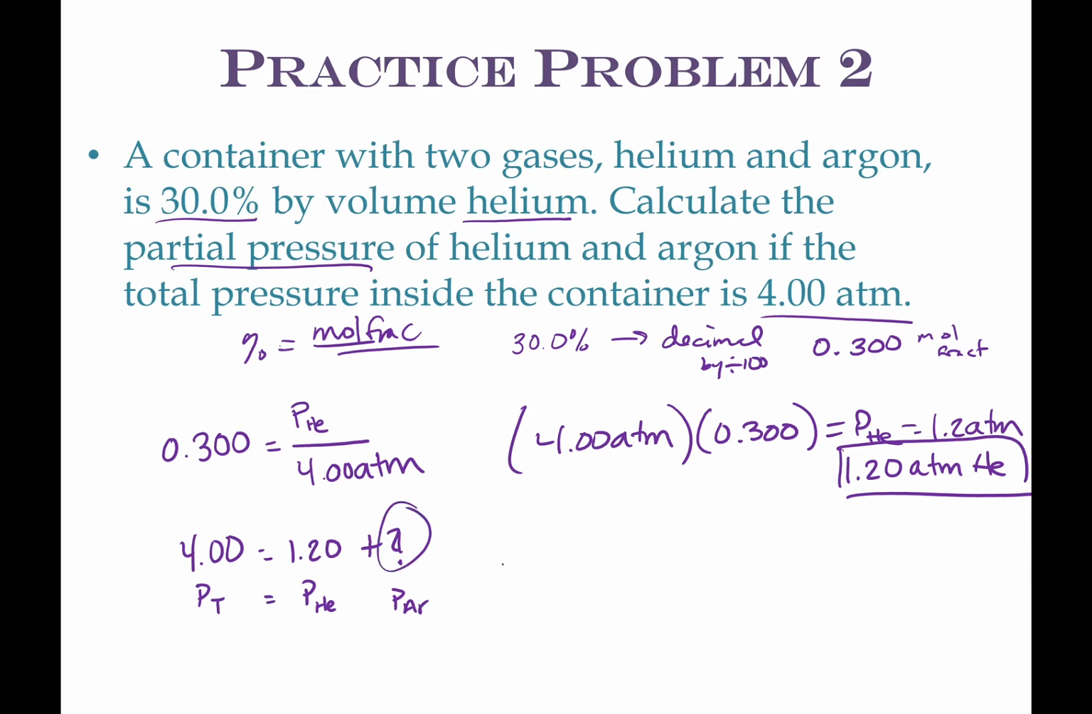And we know that we have to add the partial pressure of argon. So we could just solve for that, or we could also say that if it's 30% helium, it must be 70% argon because there's only 2 gases in the cylinder. I'm probably just going to subtract because it's easier, right? So the partial pressure of argon would be 2.80 atmospheres of argon.